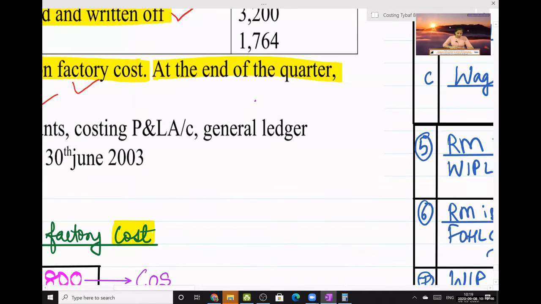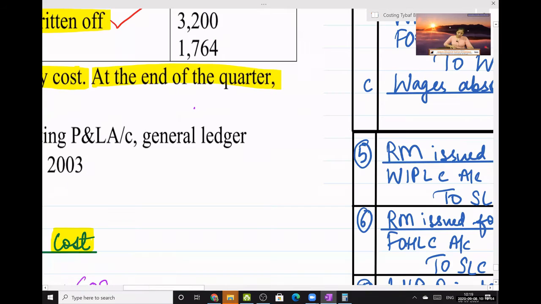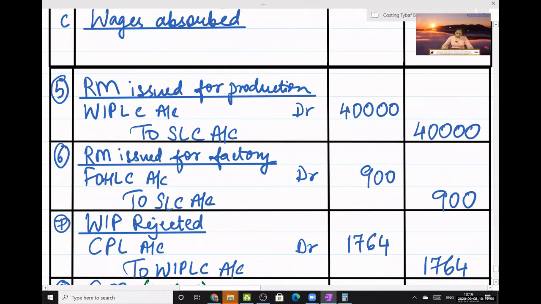Next. This part is already done. Then WIP rejected. This is a loss. So write up, WIP rejected. Journal entry number 7, CPL account debit to WIP ledger control. Okay. So as per the transactions during the year, there are only 7 entries. But there are certain hidden entries which we have to calculate.